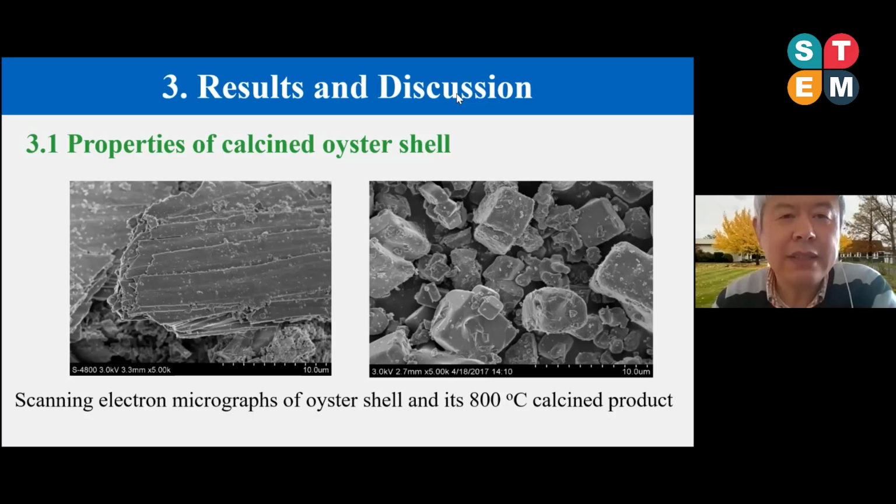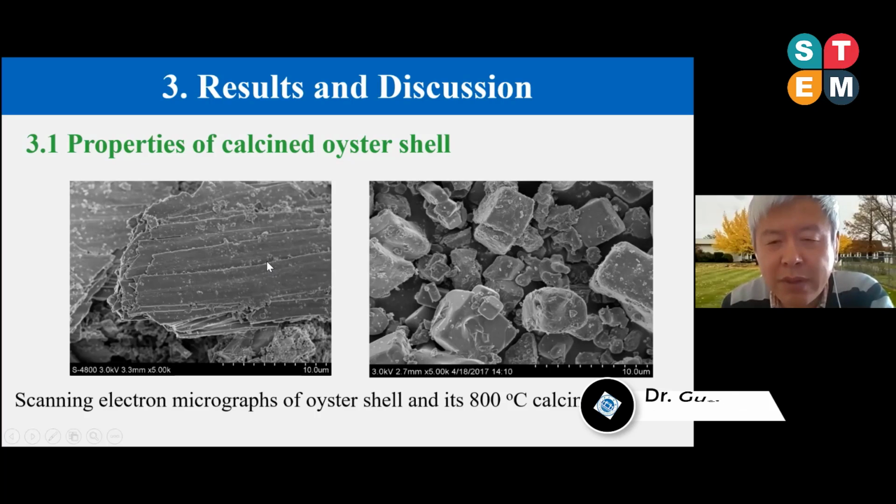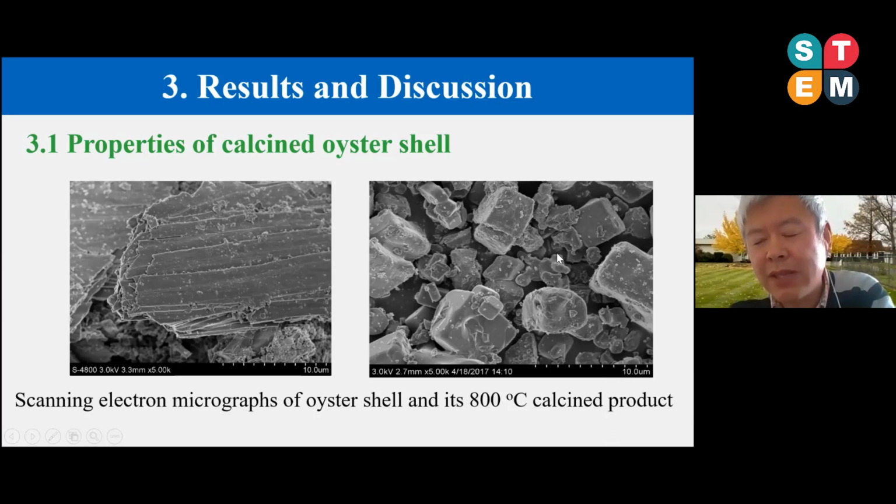So this is the results and discussion. First, what the calcined oyster shell looks like. On the left side, it was before heating, oyster shell in its original state. You can see the layered structure of the material. And on the right side is after 800 Celsius degree calcination. So the end product is like a cubic material.